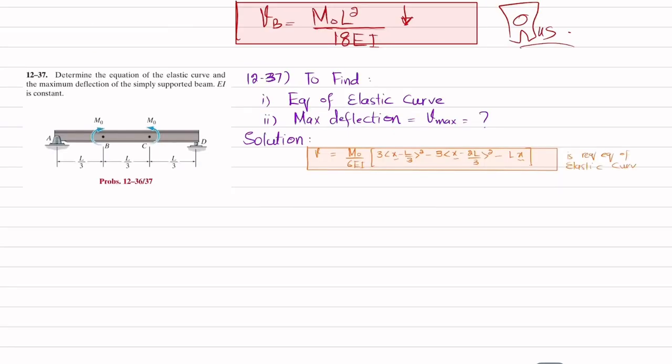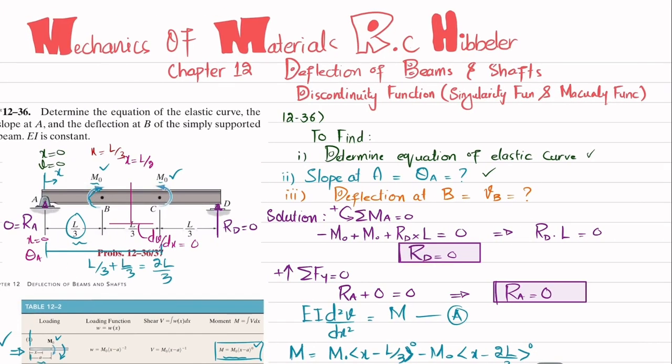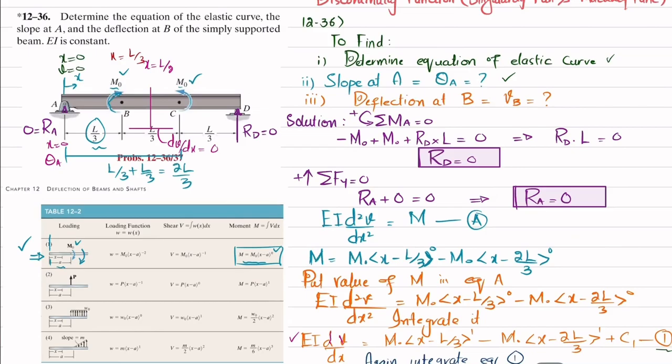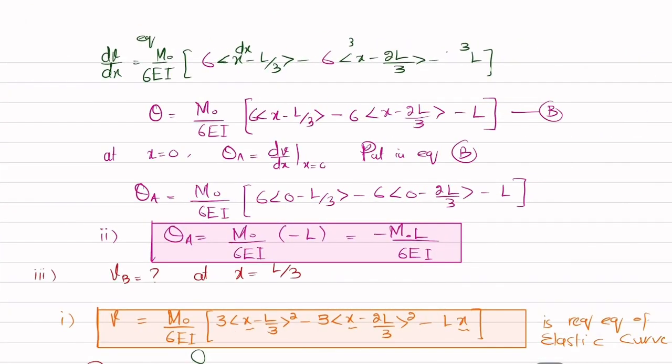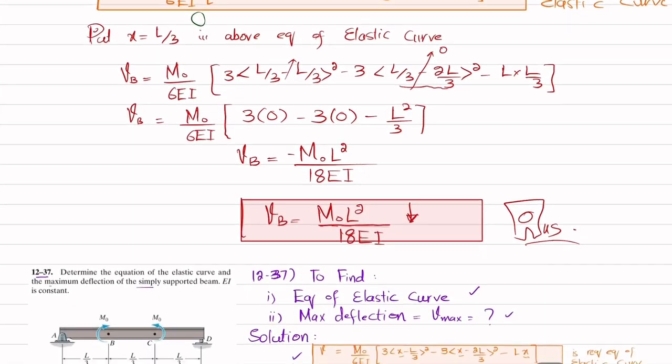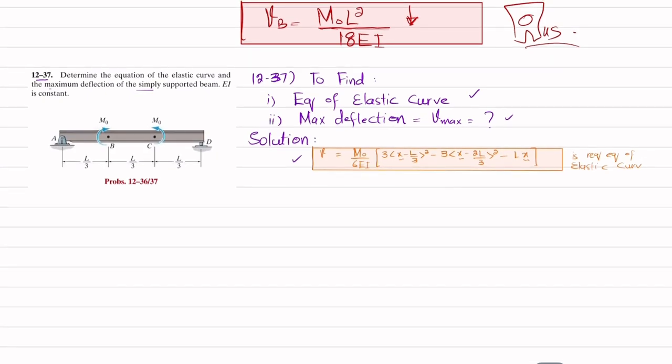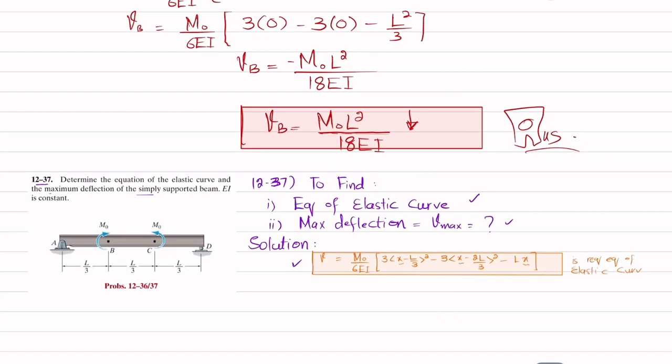Now we will move toward problem 12-37, and that is the same question as 12-36, only the maximum deflection of the simply supported beam is different. EI is constant. So in this question, we have to find the equation of elastic curve and maximum deflection. The equation of elastic curve we have already found in problem 12-36, clear? We explained that earlier, and this was the equation of elastic curve.